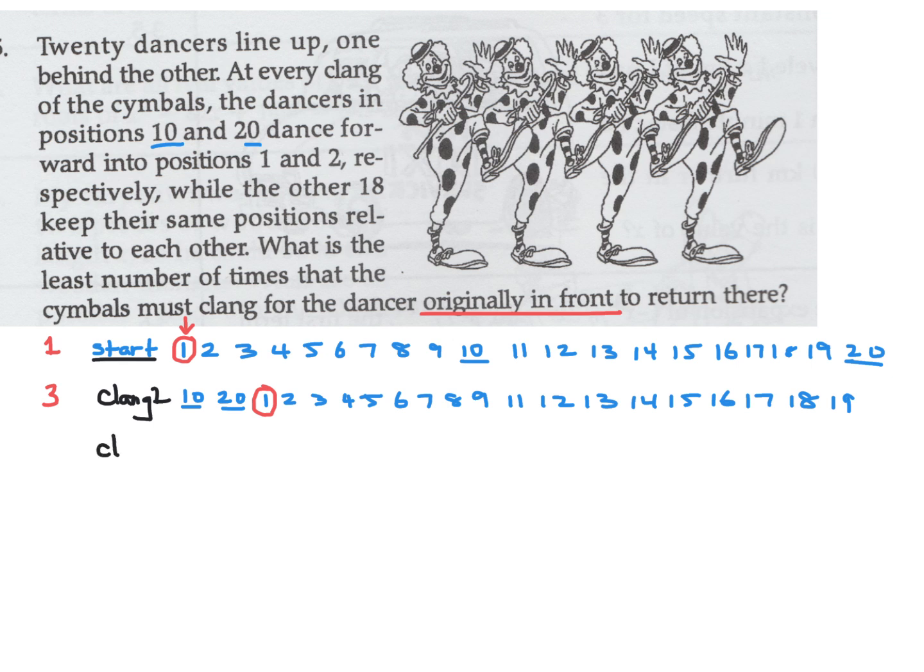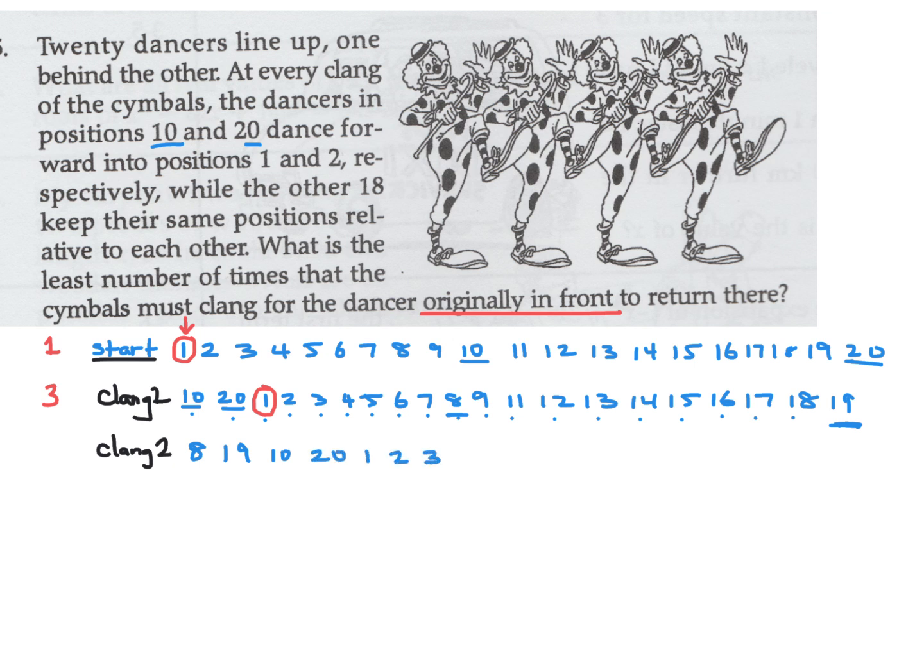So now we have clang again, clang 2. This time the people in position 10, so let's see, 1, 2, 3, 4, 5, 6, 7, 8, 9, 10. So this is the 10th. 11, 12, 13, 14, 15, 16, 17, 18, 19, 20. So this is the 20th. So they go into the first two positions. So we have 8 and then 19. And then everybody moves forward.